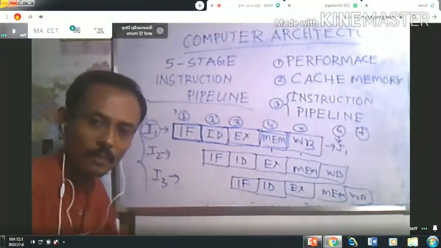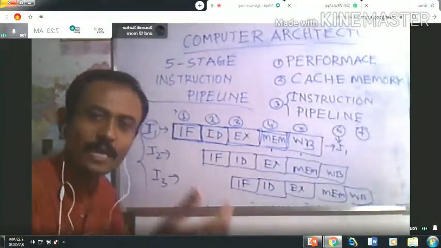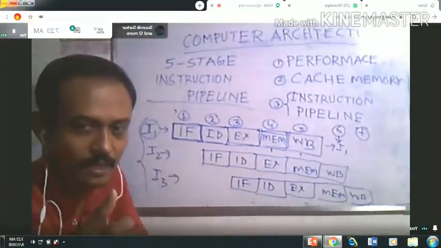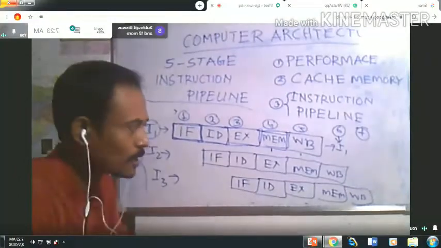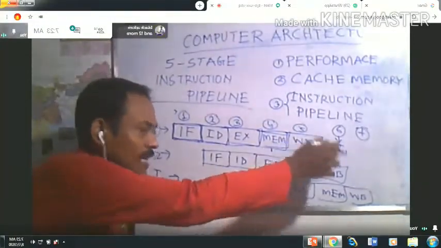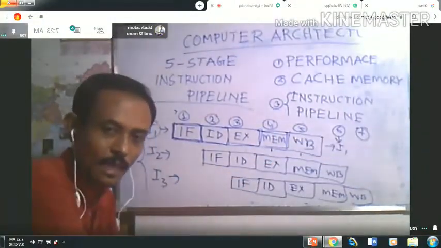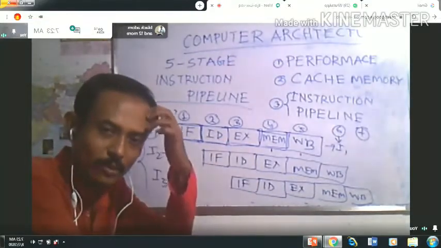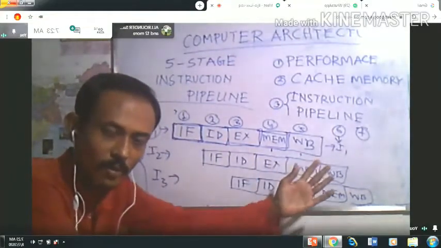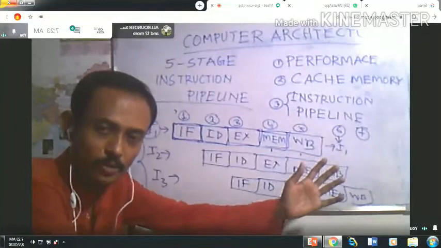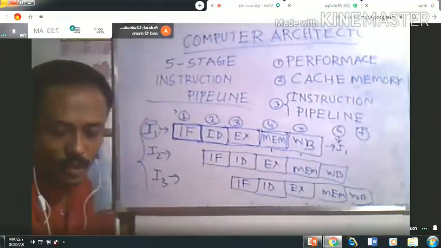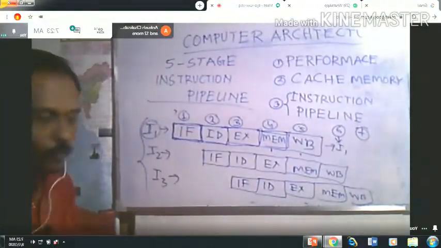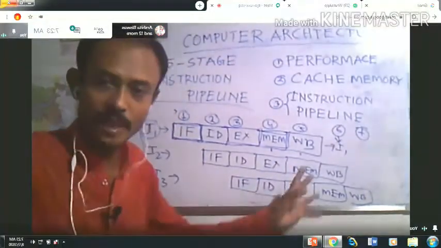So this way we can perform concurrent processing. Obviously if you do concurrent processing, the throughput will be high, and the speed up will be increased. Previously, every instruction would be executed after 5 clock pulses. Now you can get a new instruction executed in every 1 clock pulse. Got it? That is the benefit. Now we will calculate the speed up.